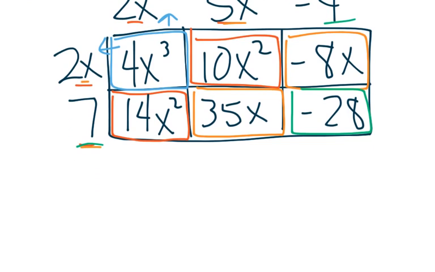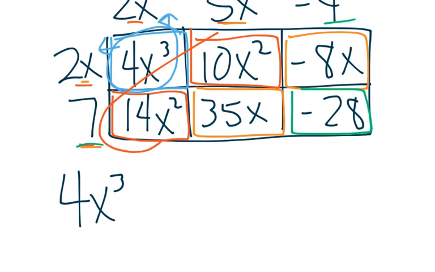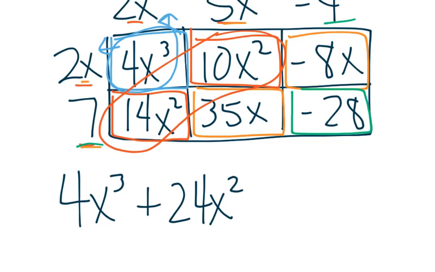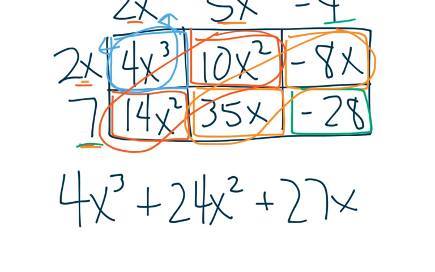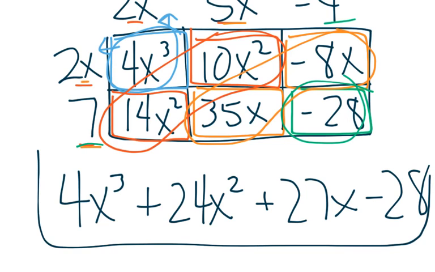Okay, and we're going to write this in order. So we're going to start with our biggest exponent, x to the third. So we have 4x to the third. Then we're going to combine like terms. Let's combine our x squareds. So that's 14x squared plus 10x squared, and that is 24x squared. And then we're going to combine our yellows. 35x minus 8x, and that is 27x, so plus 27x. And then we have our constant, or just our regular number, -28. Okay, so this is our final answer.